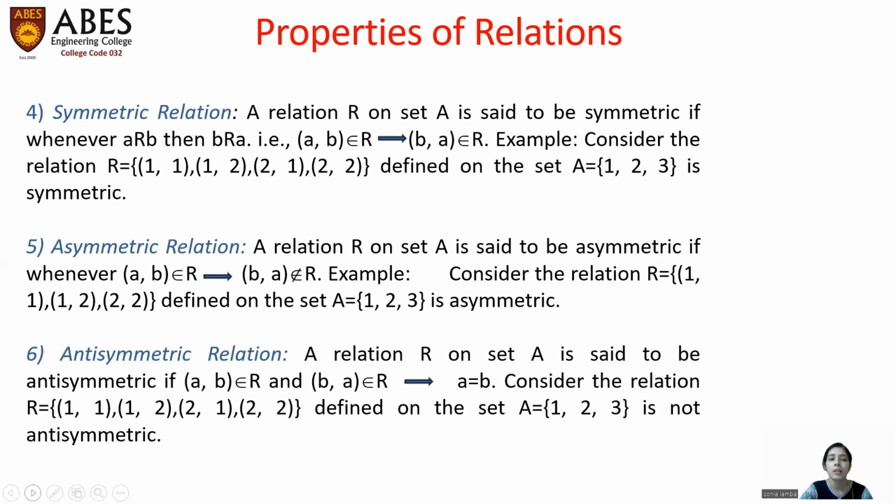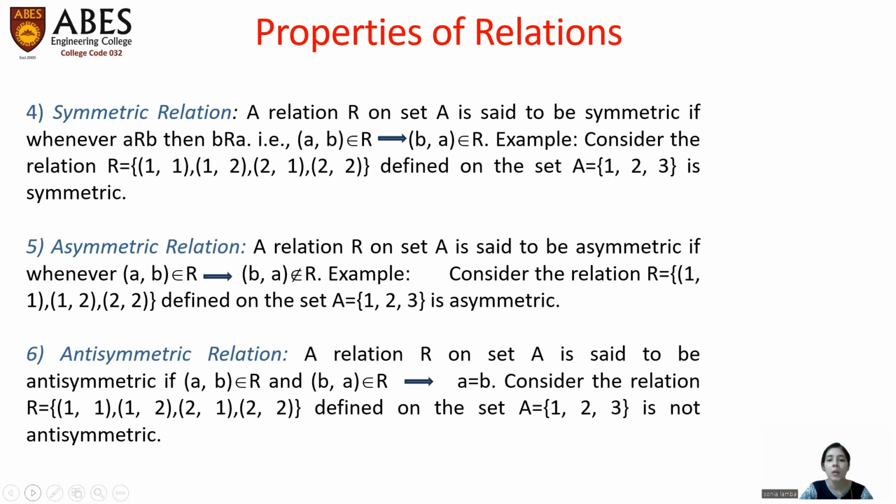That's why we can say that this relation is a symmetric relation. The condition for the symmetric relation is whenever the ordered pair A comma B is in the relation, then B comma A must belong to the relation. Now we have the next type of relation, or property of relation, which is said to be the asymmetric relation.